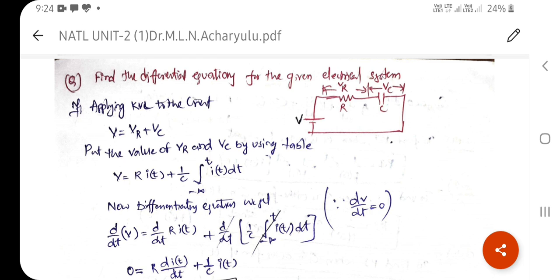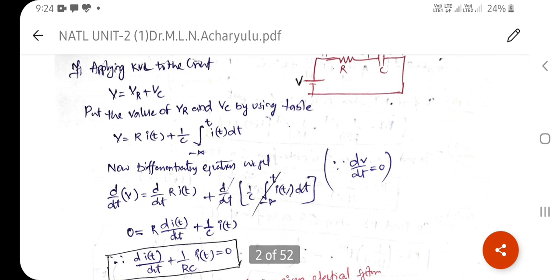And for the capacitor, it is 1 by C integrating i dt from minus infinity to t. So you apply those equations for VR and VC, and you get the total applied voltage V equivalent to R into I of t plus 1 by C integrating from minus infinity to t of I of t into dt. Now, to get the differential equation, we generally take differentiation on both sides with respect to t.